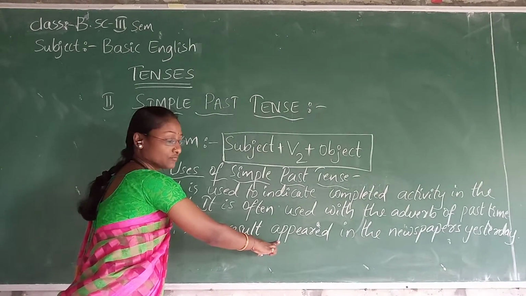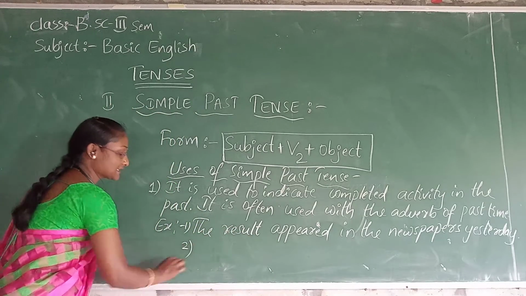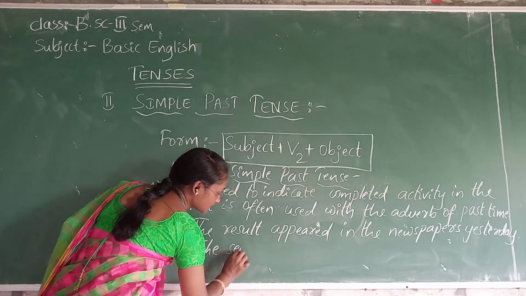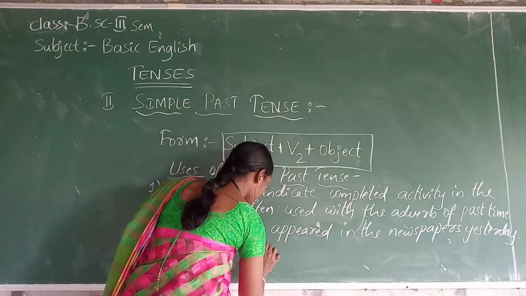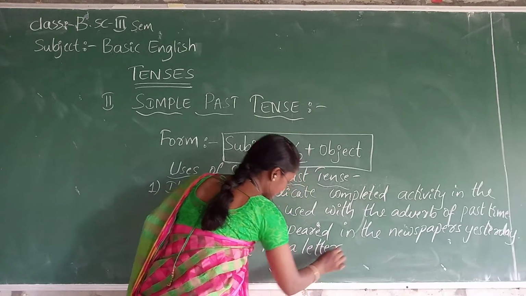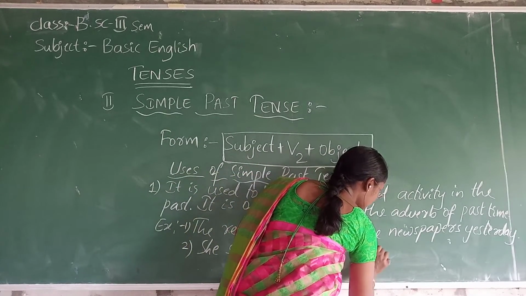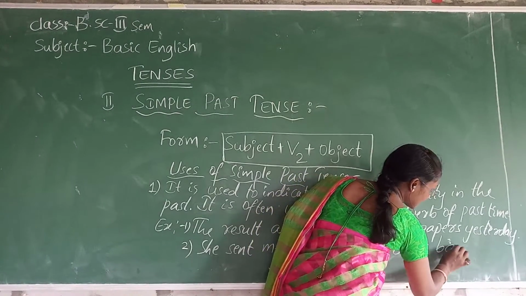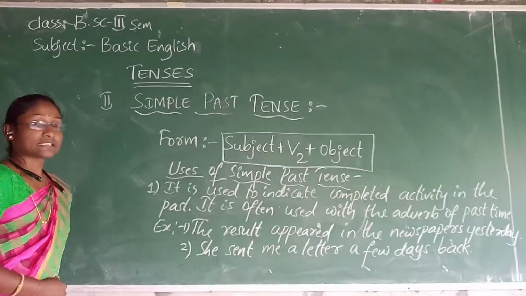Appear is the V1 form; appeared is the V2 form. Second example: she sent me a letter a few days back. Here we are using some adverbs.